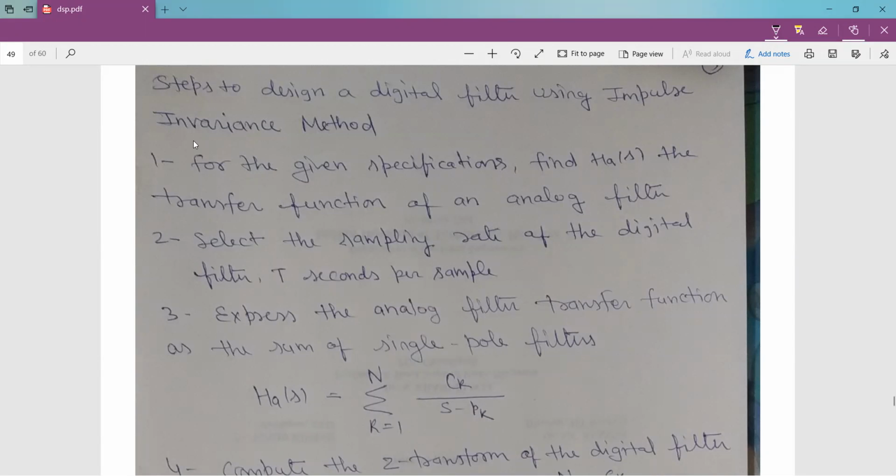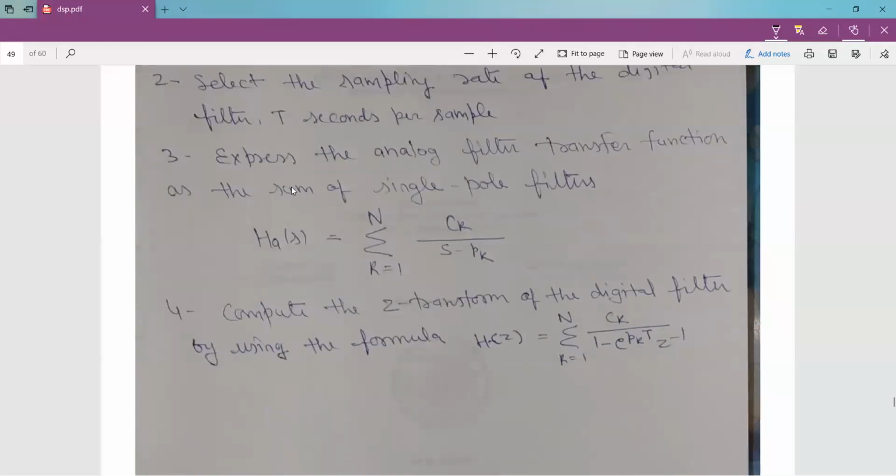So finally, I will recap all these steps to design a digital filter using the impulse invariant method. First, for the given specification, find the analog transfer function and then select the sampling rate for the digital filter, and p samples per second is the sample rate here. So express the analog filter transfer function as a sum of single pole filters like this and compute the Z transform to the digital filter using this formula.